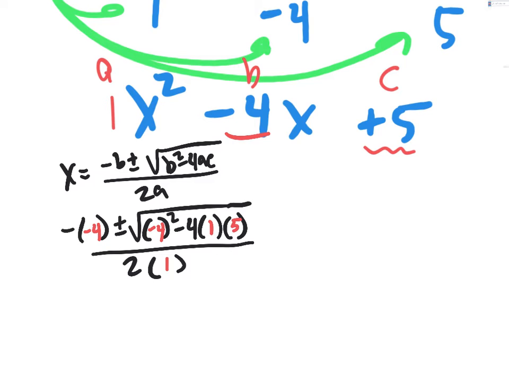Working on the discriminant, right here, -4 squared, -4 times -4 is +16. So we're going to have 16 minus 4 times 1 times 5. So we really have 16 minus 20.